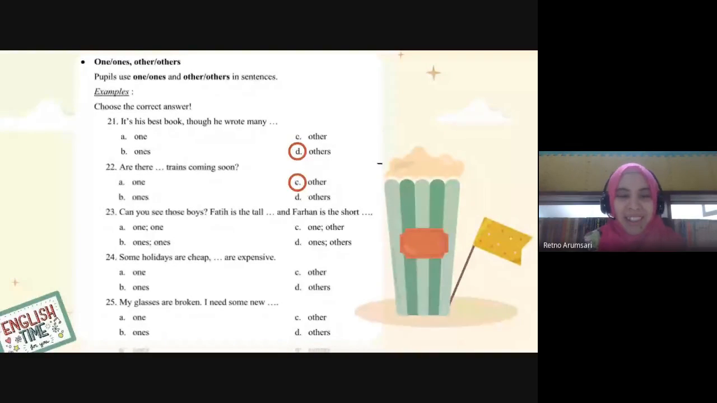Number 23, Gayatri. Can you see those boys? Fatih is the tall one and Farhan is the short one. Yes, there is only one Fatih and there is only one Farhan. Okay, thank you, Gayatri. Next, let's go to Kesha.